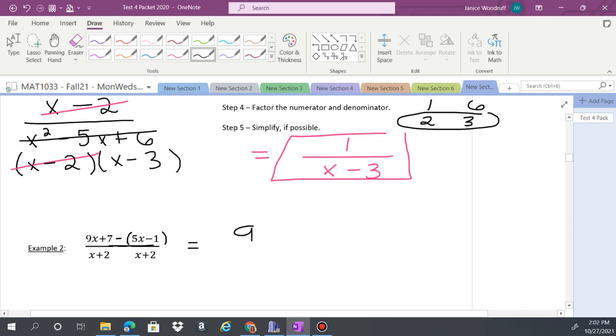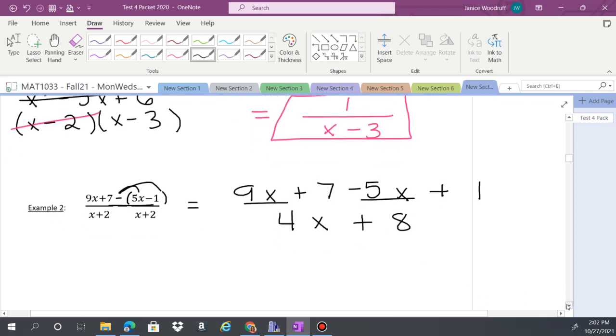So that looks like this, 9x plus 7, then minus 5x plus 1, because I'm distributing that minus sign. Then I combine like terms here, so 9x minus 5x gives me 4x. 7 plus 1 gives me 8. And then that's the numerator.